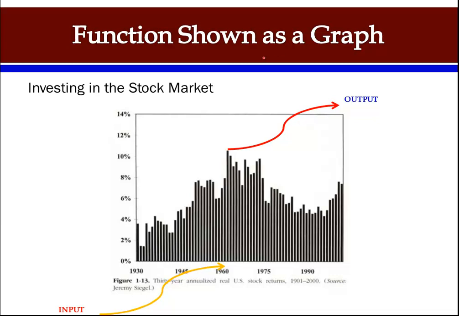I just want to pick one particular input value. 1961 is the input value that runs along basically your x-axis here. And then you've got your y-axis here, which is your output or rate of return. And it's about 11%. I'm just going to estimate.